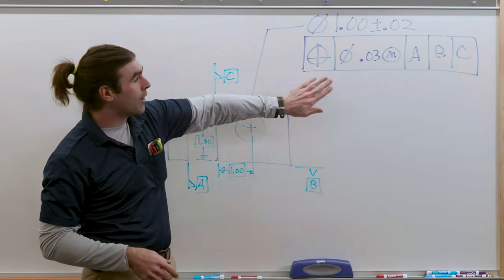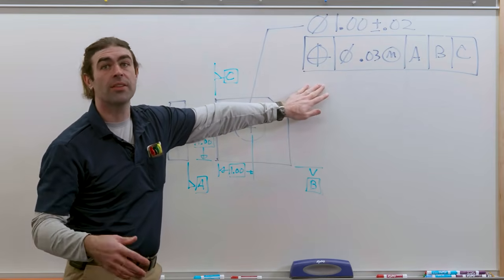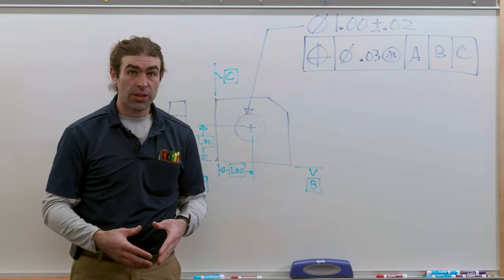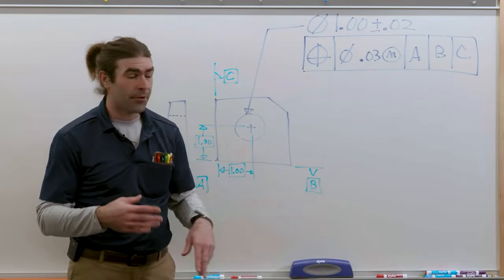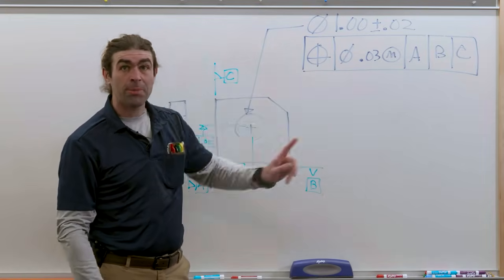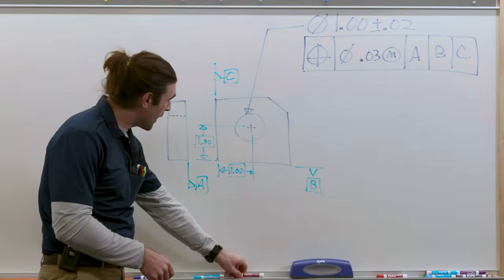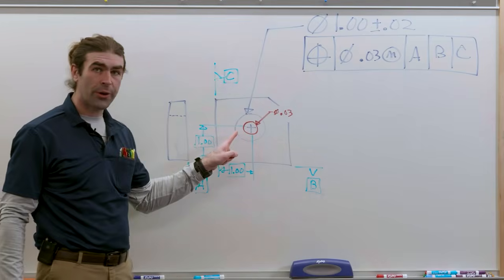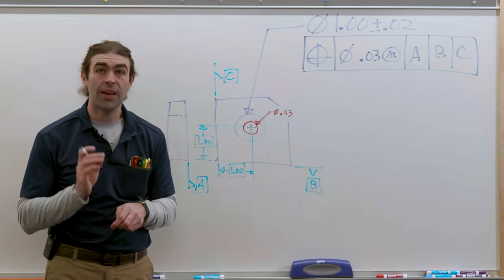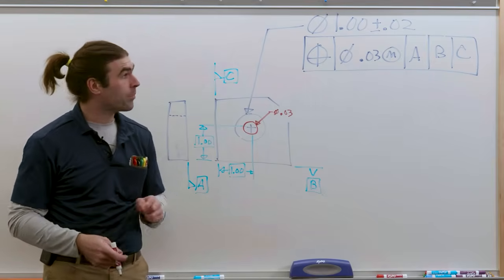So our feature control frame, like I mentioned, the first block is the geometric characteristic symbol. The next block is the tolerance and associated adjectives to the tolerance. So in this case, with position, we have a diameter symbol here to indicate that the tolerance zone is a cylinder. So you can imagine there's a cylinder of 30 thousandths centered where these basic dimensions terminate. That's where the axis of this hole must lie.